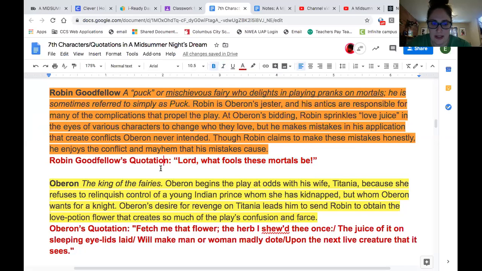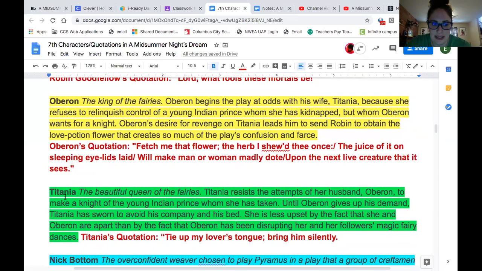So then Oberon and Titania: Oberon's the king and Titania's the queen. Oberon begins the play at odds with his wife Titania because she refuses to relinquish control of a young Indian prince whom she has kidnapped. What the heck? But whom Oberon wants for a night. Oberon's desire for revenge on Titania leads him to send Robin to obtain the love potion flower that creates so much of the play's confusion and farce.